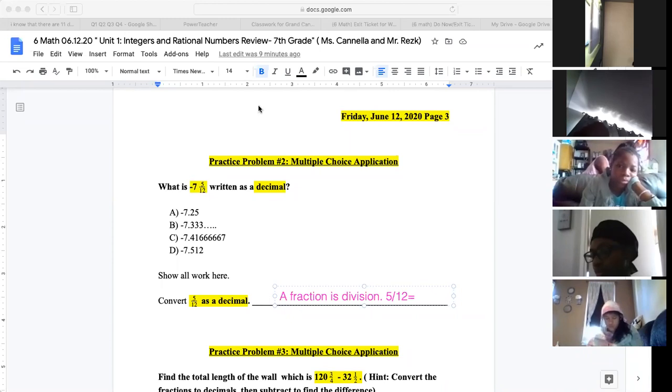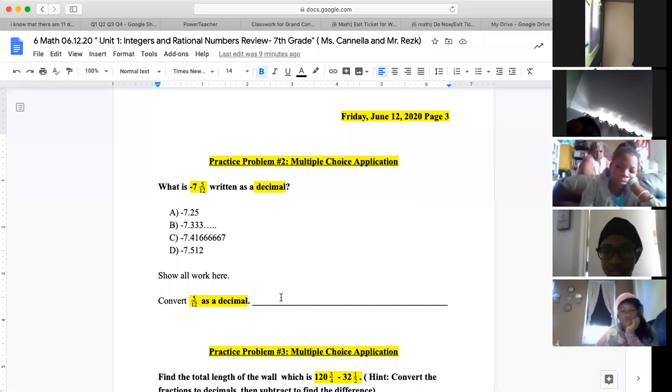No, it's not 2.4. I want to know what 5 divided by 2 is. Let's go back over here. I'm going to hit stop share for a second and go back to my screen. So remember, we want to know what is 5 divided by 2.